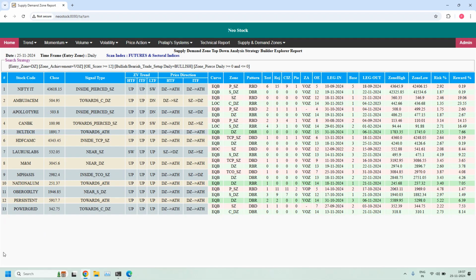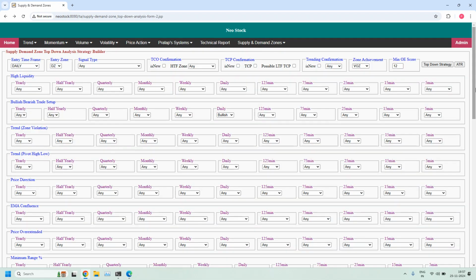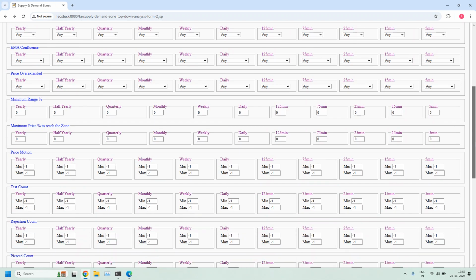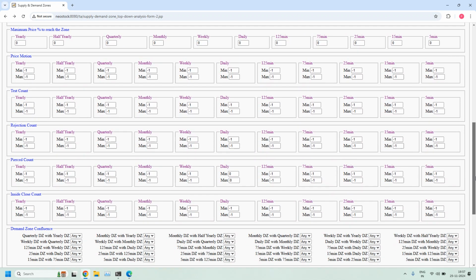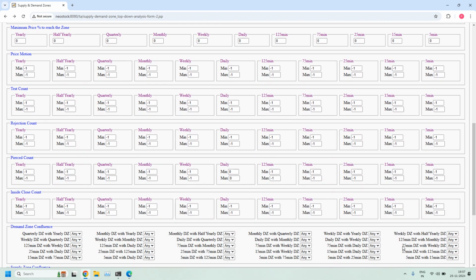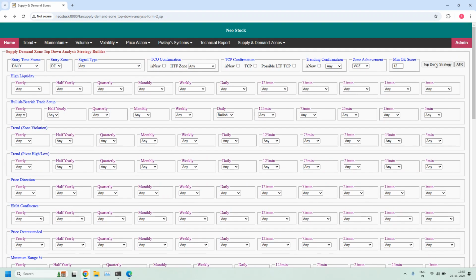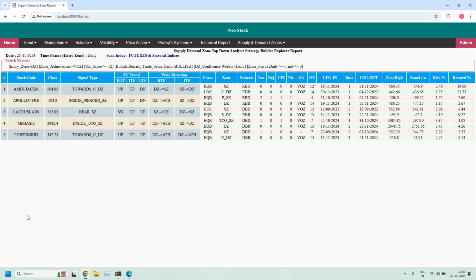Entry time frames are daily demand zones. Among these 13 daily demand zones, there could be some high probability supported zones might be available. We need to filter them based on zone confluence. So first filter is LTF demand zone confluence with ITF demand zone confluence. That is a daily demand zone with weekly demand zone confluence. With this filter, we got 5 stocks.